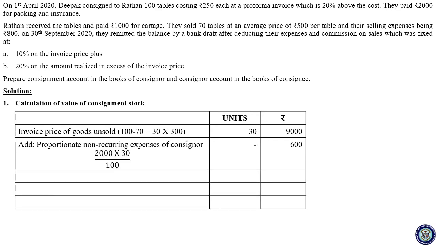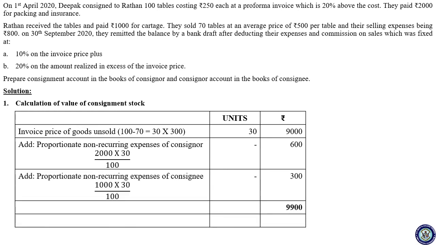Then add proportionate non-recurring expense of consignor. So proportionate in the sense 2000 into 30 divided by 100. So 2000 is the expense incurred by the consignor for packing and insurance. That is for 100 units, but you have to calculate for 30 units.